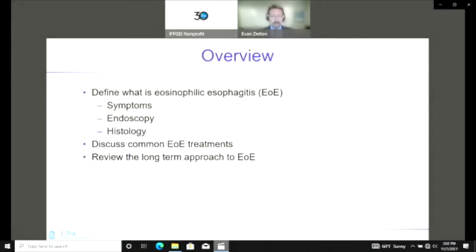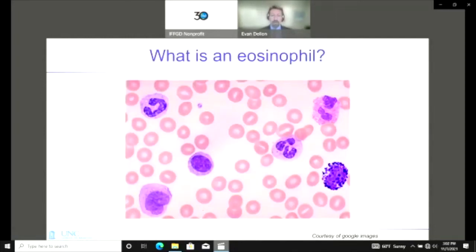And for the talk today, this is the overview. I'd like to help define what is eosinophilic esophagitis, and specifically talk about symptoms, the endoscopic findings, and the histology that lets us put it all together to make a diagnosis, then discuss some common EoE treatments, and review the long-term approach to EoE. So before we talk about the condition, I'd like to talk about what is an eosinophil.